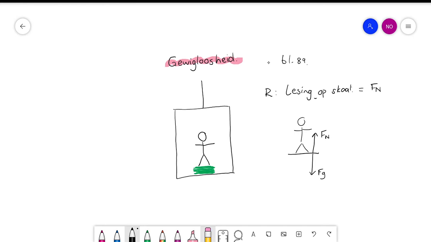So it will also be equal to tension in this, whatever it is. It probably won't be a rope, a kabel wat die ysbak optrek.